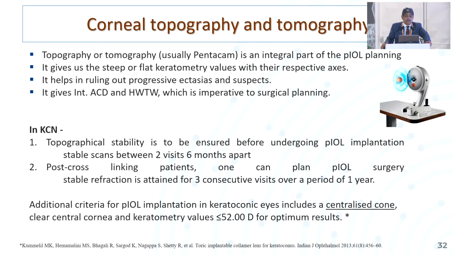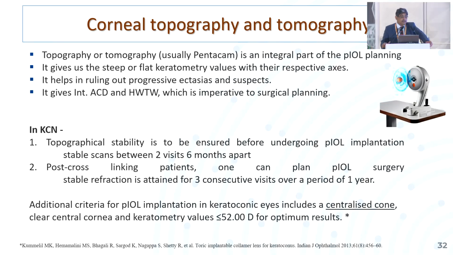Why are the corneal topography and tomography important? Because this gives us the cylindrical power and at the same time the axis of the cylinder, and we can know the steep or flat keratometry, and it helps in ruling out progressive ectasias and cases of suspected keratoconus, and it gives internal ACD and horizontal white to white measurement, which is imperative to the surgical planning.